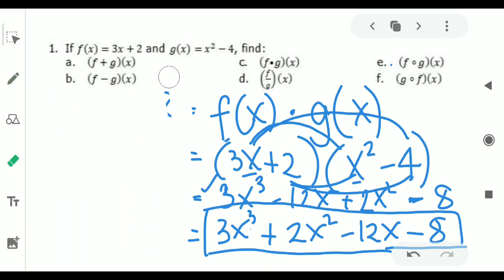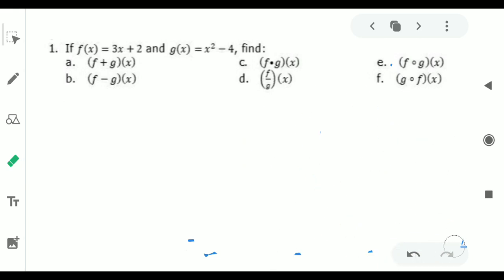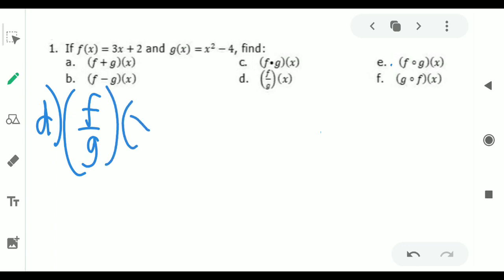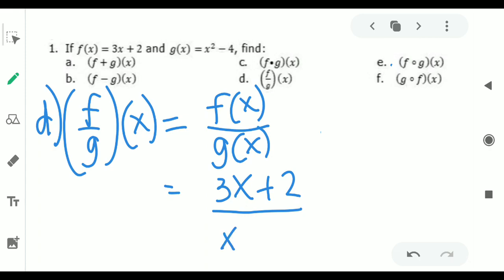Next is division. So, we will now solve letter D, that is f over g of x, or f divided by g of x. So, this simply means we divide f of x by g of x. So, f of x is 3x plus 2, and g of x is x squared minus 4.